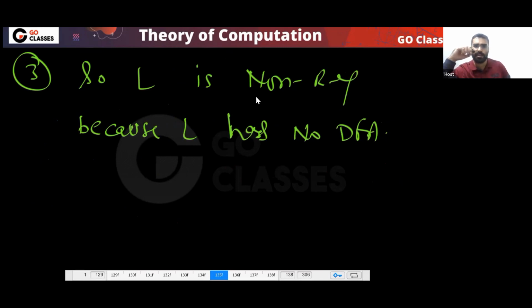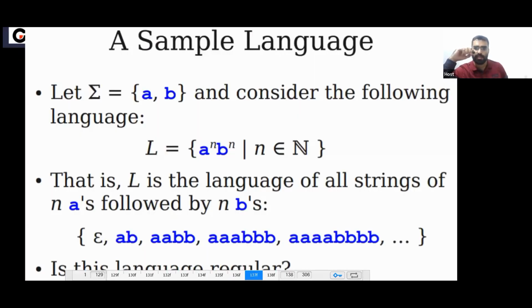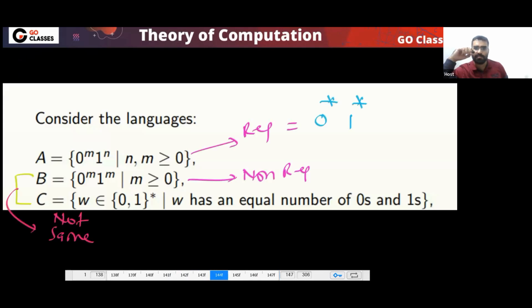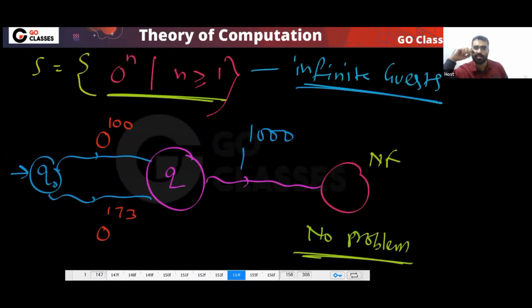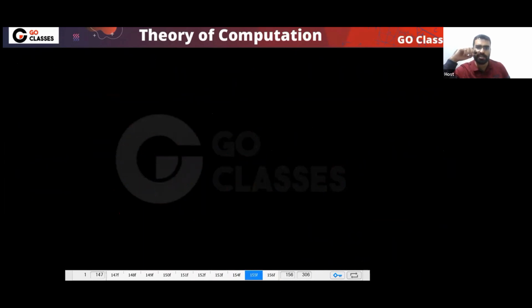Okay, so this is the template. Now let me ask you, this set S is interesting. Can you see that this set S that we are finding, this infinite number of guests, is interesting? Can I take any random infinite set S?